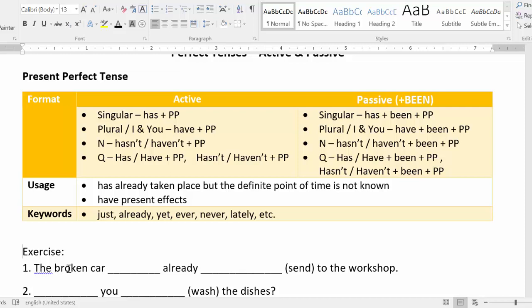Okay, if the broken car is the one that does the action, the main thing that does this action, then it should be the broken car sends something to the workshop, right? For example, I say, I send the broken car to the workshop. That should be the active sentence. But you have the broken car in front. It means that this is the thing that has been sent to the workshop by someone. It's just that the person is not mentioned here. So your answer should be passive voice.